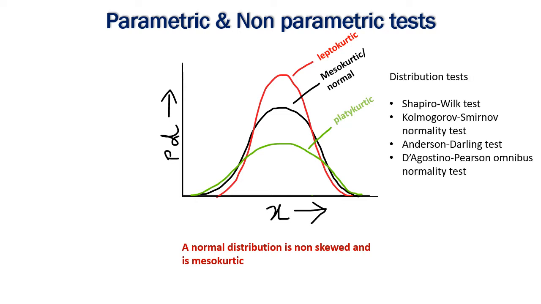Like for example, we can test our data set with the Shapiro-Wilk test, or the Kolmogorov-Smirnov normality test, or the Anderson-Darling test, or the D'Agostino-Pearson's omnibus normality test. But while I'm sure that the Shapiro-Wilk test and the Kolmogorov-Smirnov normality test have been around for quite a long time and are very commonly used, you'll find the other ones in different software as well.